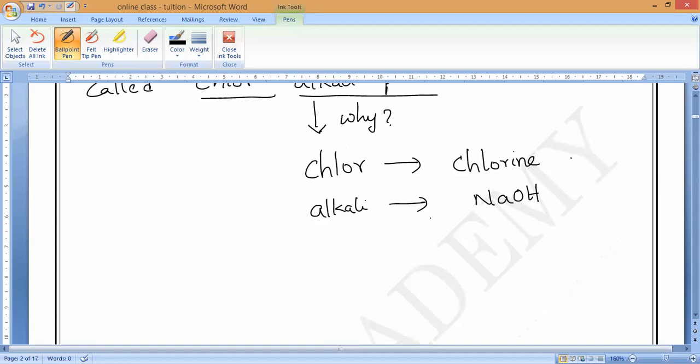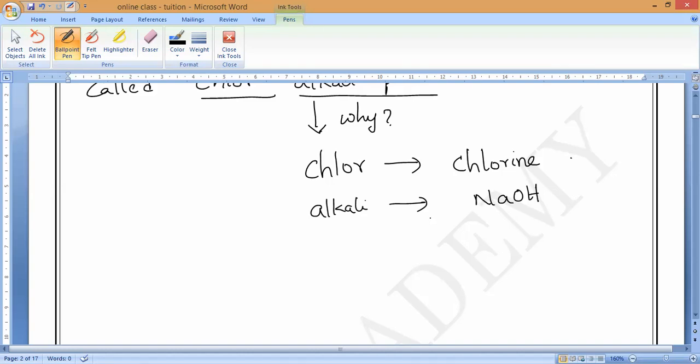So now you can see the three very useful products obtained by this electrolysis of sodium chloride solution, which we used to call brine. They are sodium hydroxide, second chlorine gas, and third hydrogen gas. These three products have a very large number of uses for us in every chemical industry.